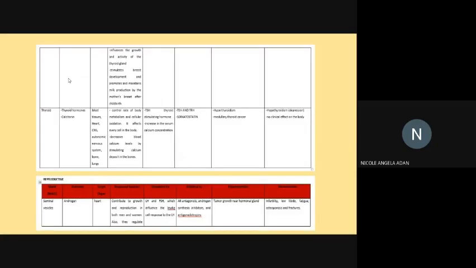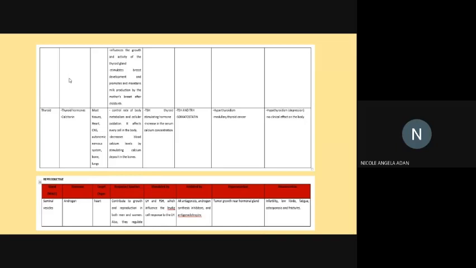For the thyroid gland, we have thyroid hormones and calcitonin. The target organs are most tissues, heart, CNS, autonomic nervous system, bone, and lungs. Its function is to control the rate of body metabolism and cellular oxidation. It affects every cell in the body. And calcitonin decreases blood calcium levels by stimulating calcium deposits in the bones.